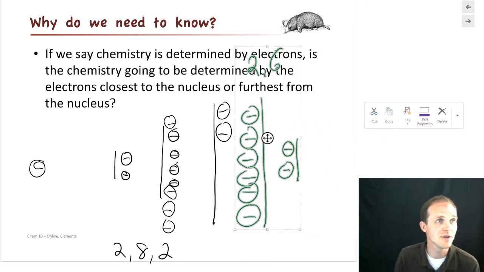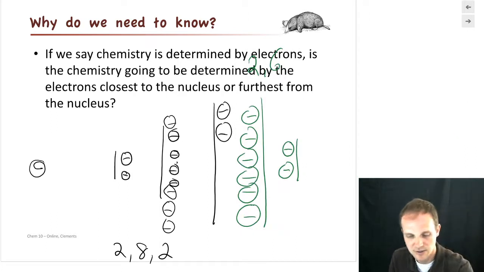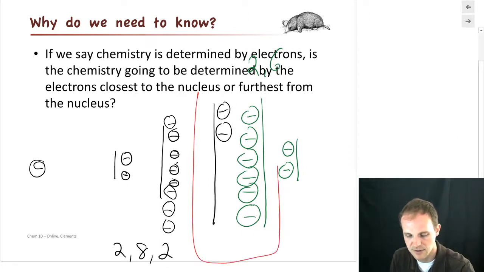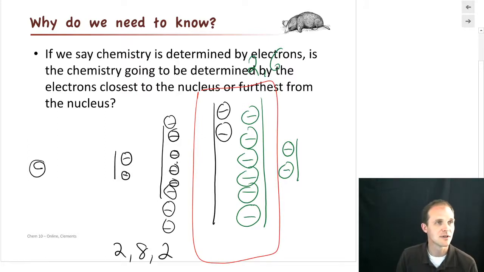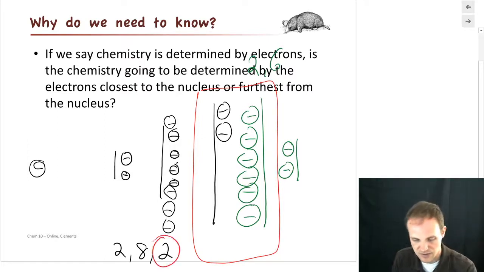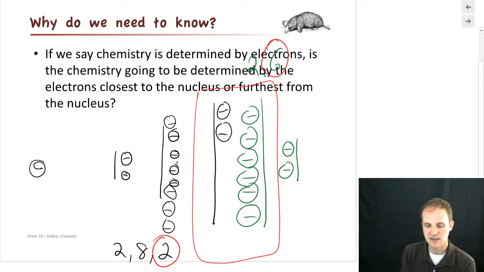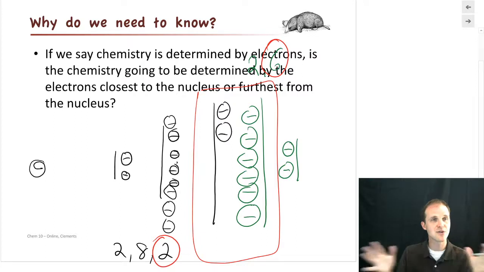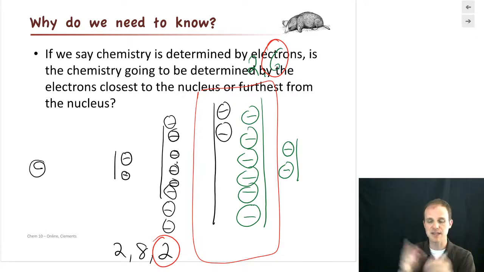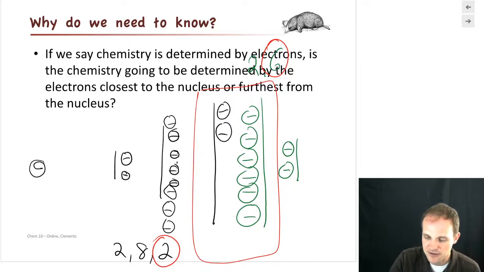What happens? Who interacts first? It's these outer electrons, right? These two here, and it got buried by the text there, but the six here. They're the ones that are going to touch each other first because they're furthest away from the nucleus. So not only are electrons the things that determine the chemistry, it's actually mostly just those outermost electrons that determine the chemistry, because those are the ones that atoms see first, right?